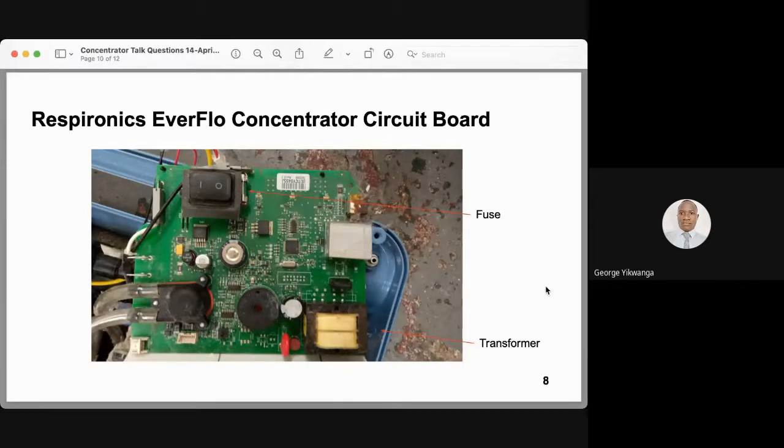Just some advice: there are some cases where some people jump the fuses. This can damage your circuit board permanently, so you need not do that. The best thing to do is to replace the burnt components.